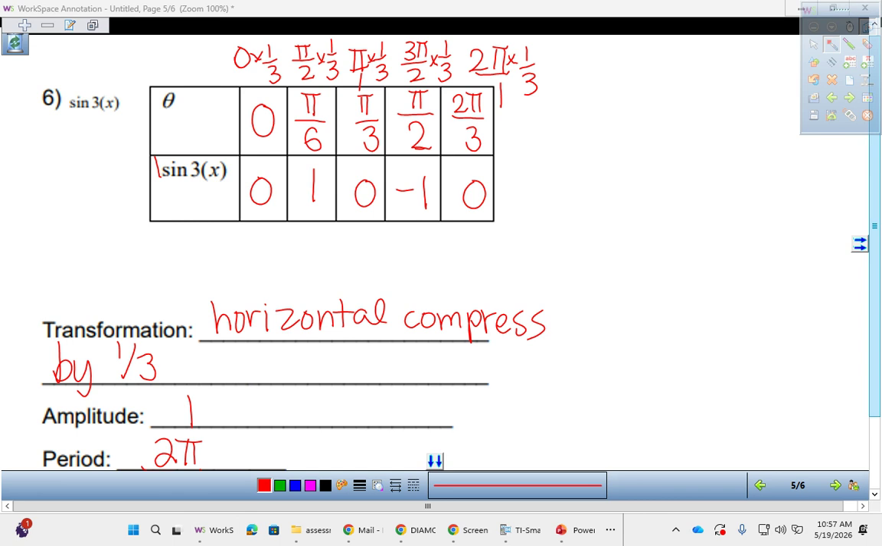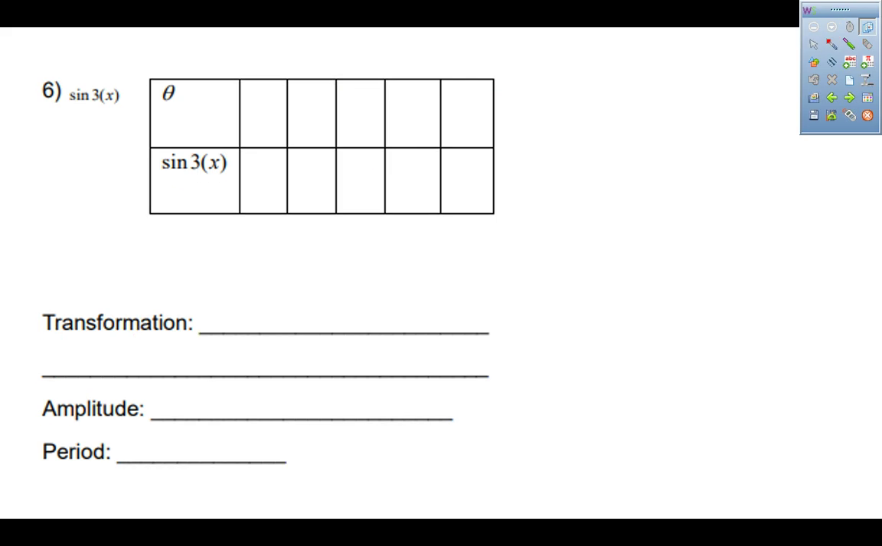What's tricky about this is that a vertical compress is different than a horizontal compress. A vertical compress is a fraction, but a horizontal compress is a whole number, and vice versa. All right, so let's look at the next one.